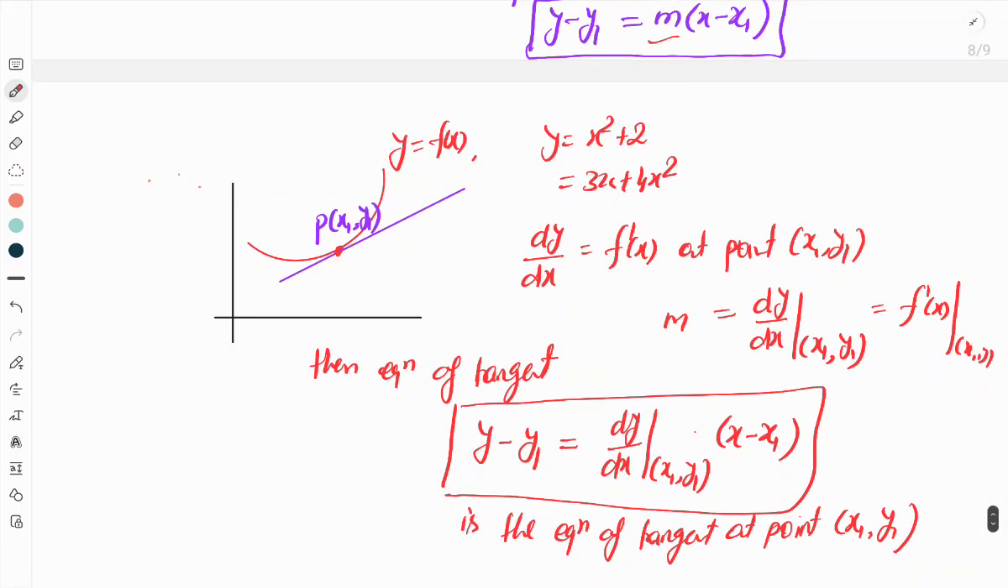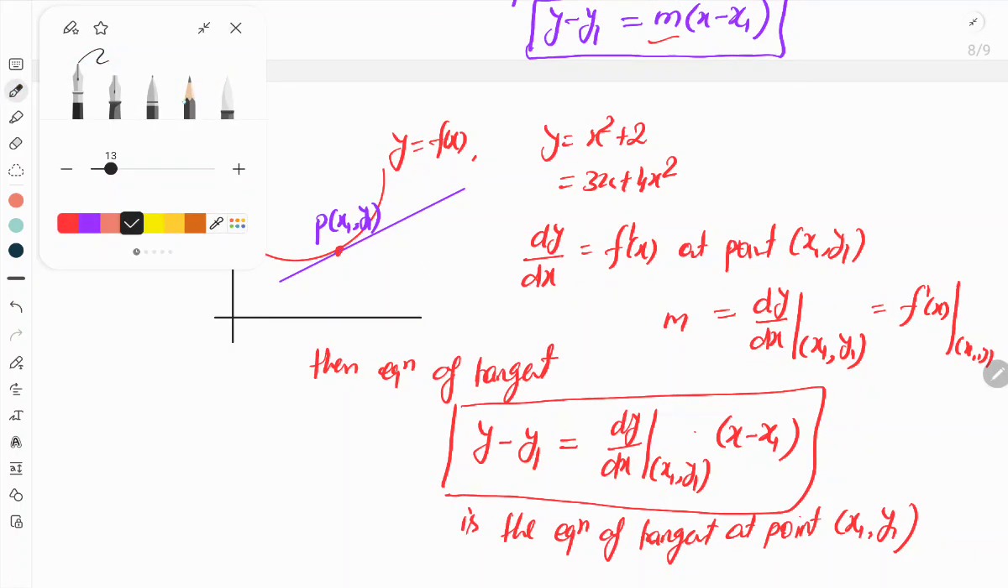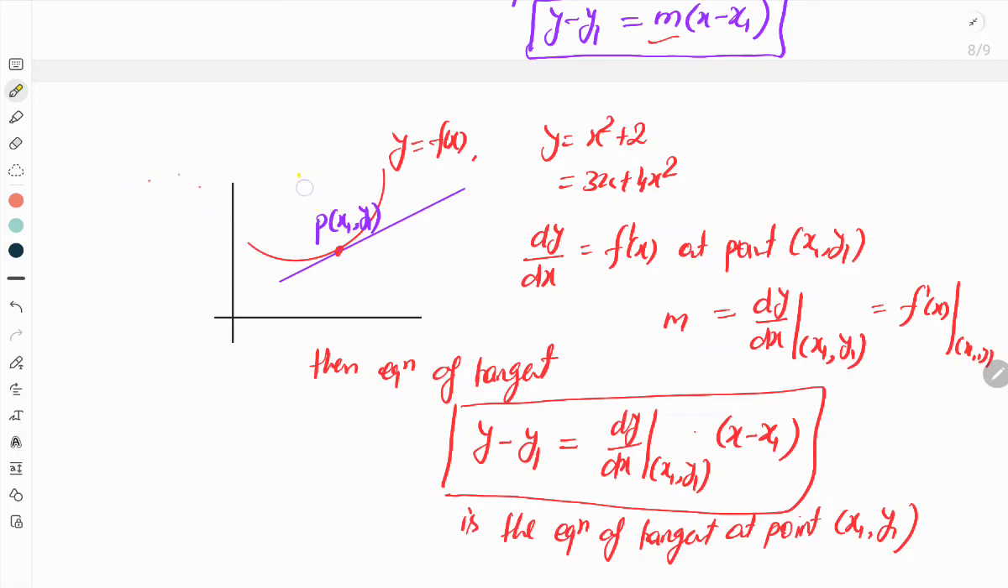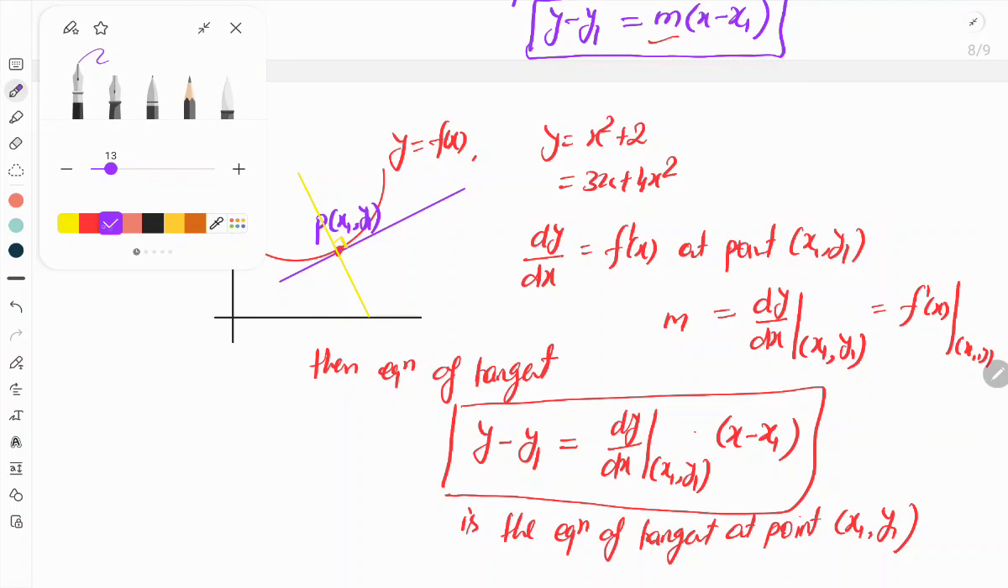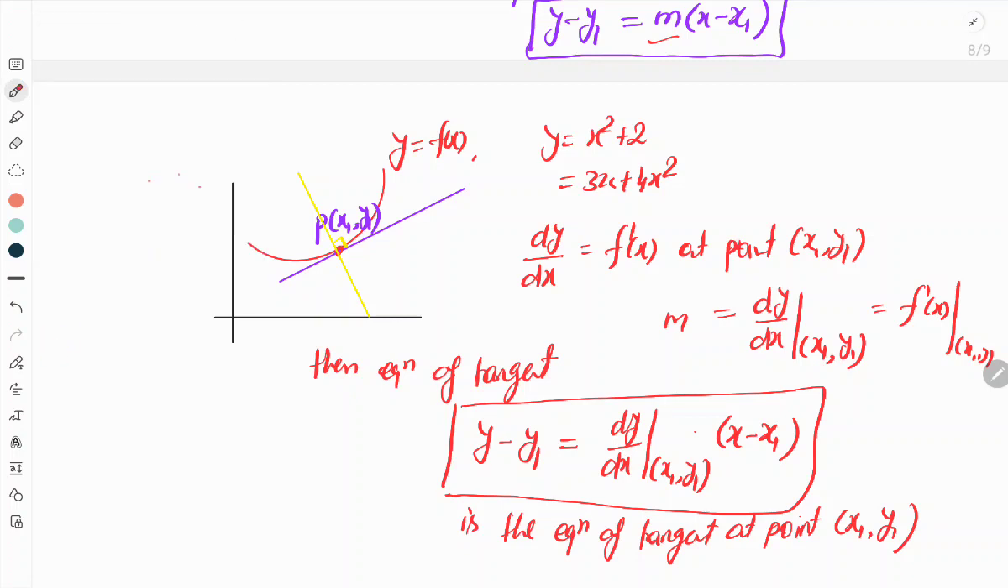Now next, you want to find the equation of the normal also. Then what will the equation of the normal be? The normal is a line, I told you, which is perpendicular to the tangent at a given point of the curve, correct or not? So this one is the normal line because it is perpendicular here, and this one is the tangent line. So what will be the equation of the normal?